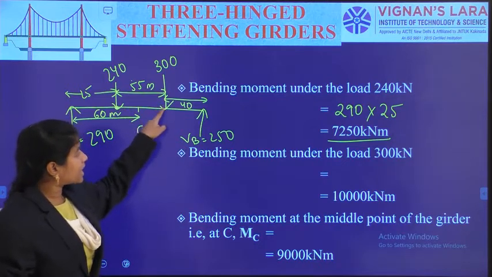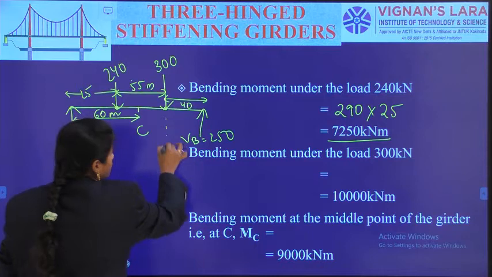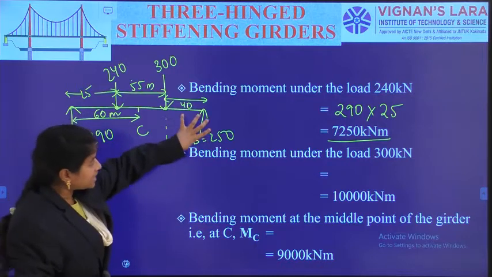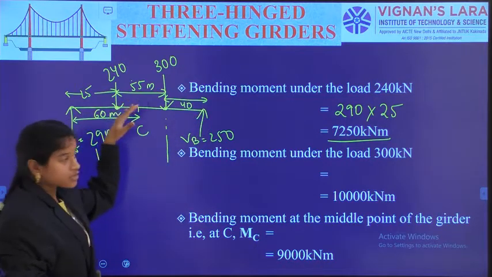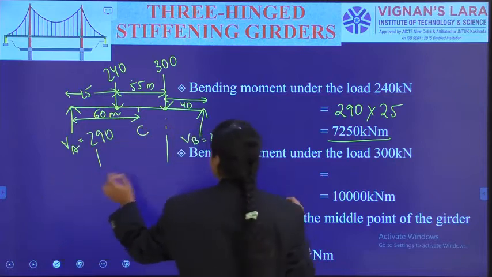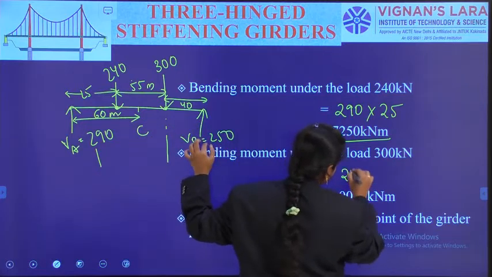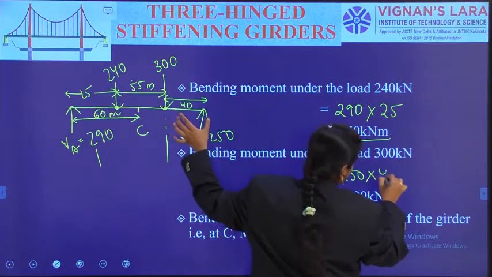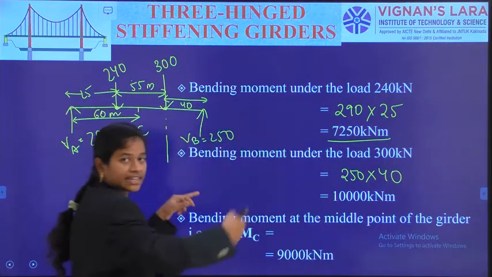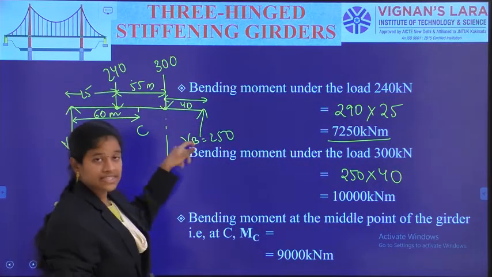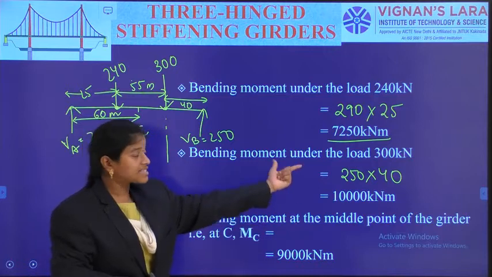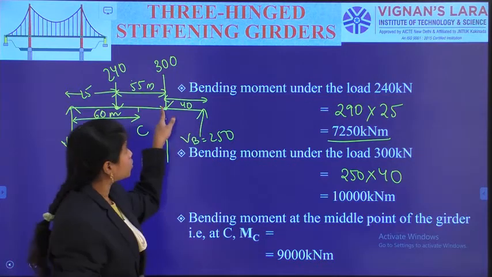And at this second point, the bending moment at this section we can get either in this way or in this way also. When we go with 250 into 40, that is the sagging type moment, that is the bending moment at the point load of 300.